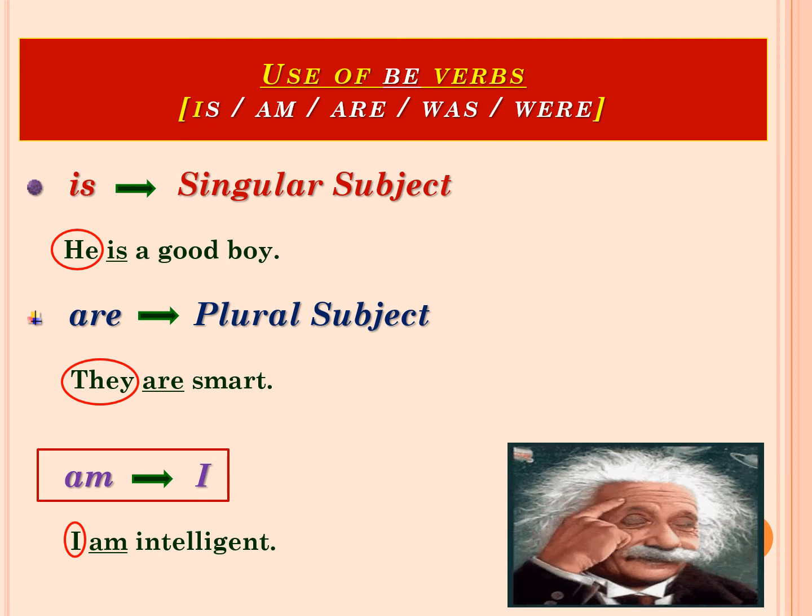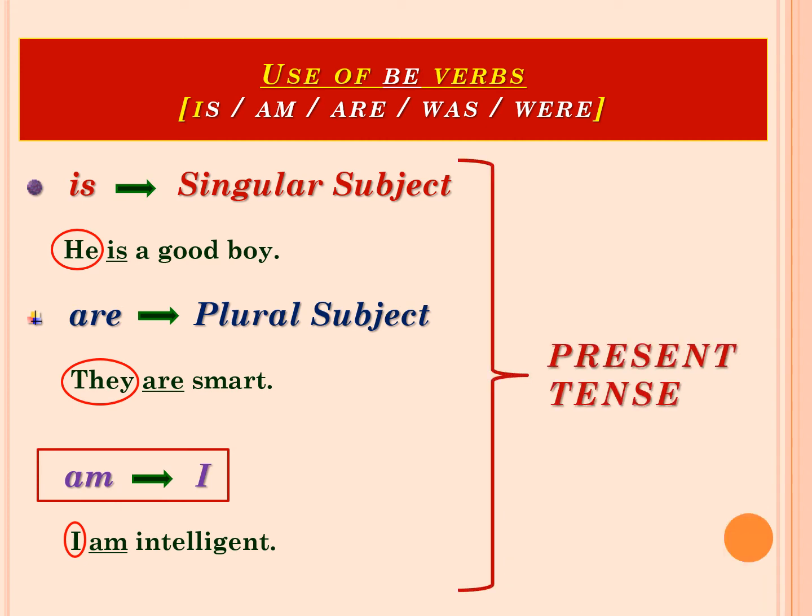Let us have a look at this example given here. I am intelligent. Here, whom are we talking about? We are talking about I. That means I is the subject. And as I told you, with I, we only use am, but not always. This is only when we are talking in present tense. That means whenever we are using present tense, only then we will use is, am, are as be verbs. But what happens in case of past tense? Let us have a look.